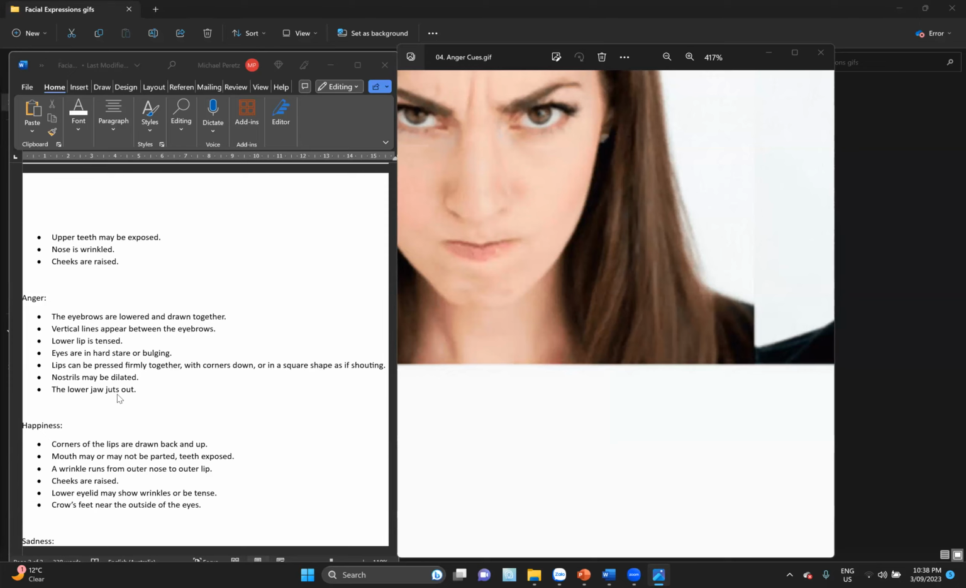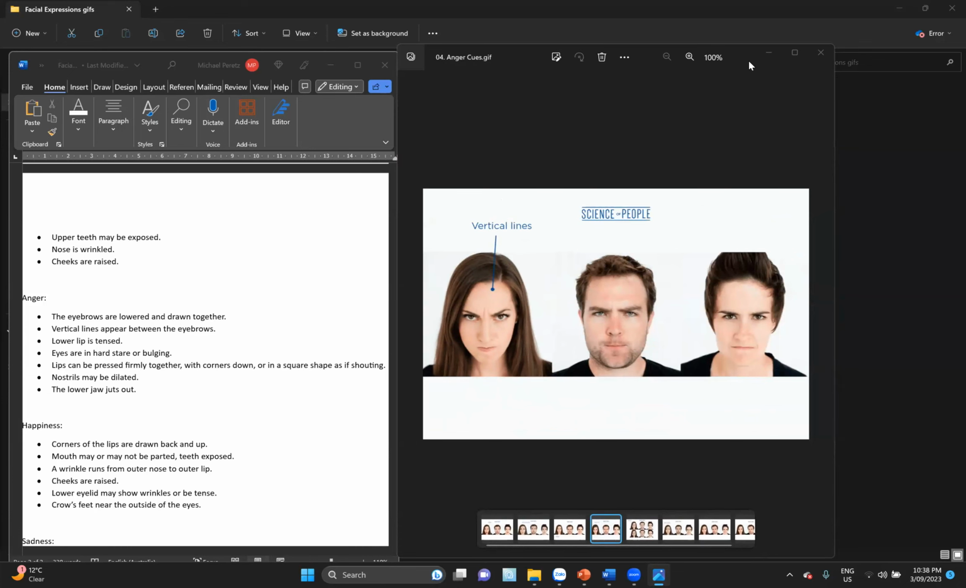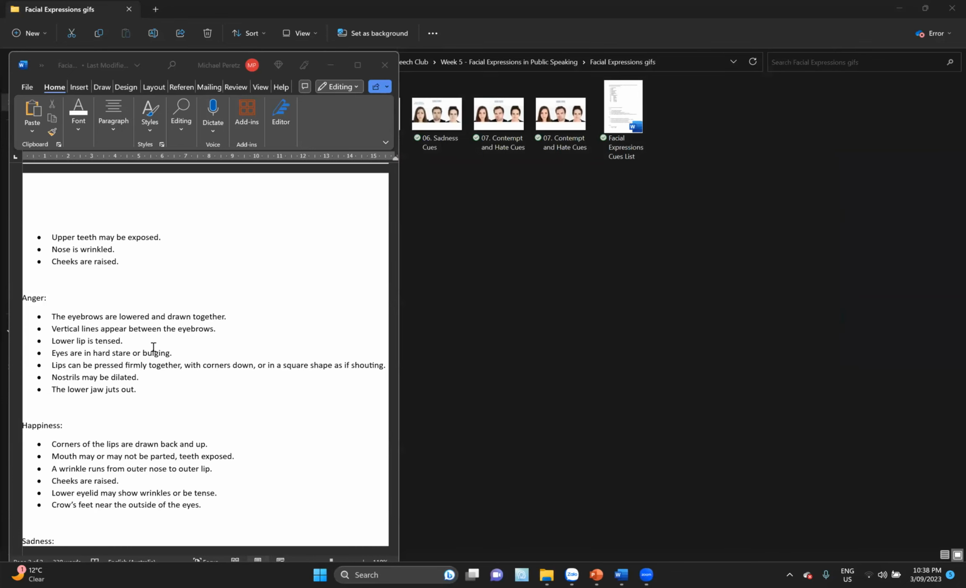And as well, the last symptom of the anger facial expression is the lower jaw juts out. So basically that means it slightly protrudes a bit more. Rather than just sitting like this, it can come forward a bit more and protrude. That's what it means to jut out. So yeah, those are the examples of the angry face.